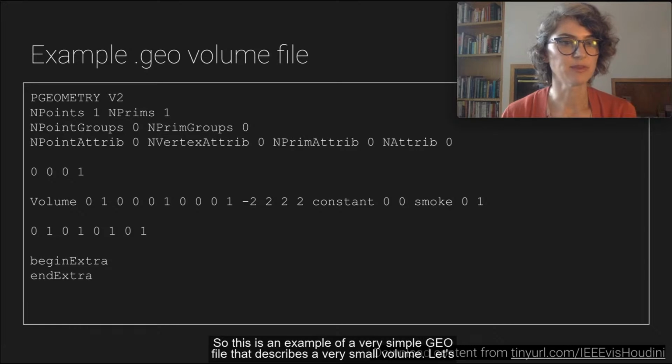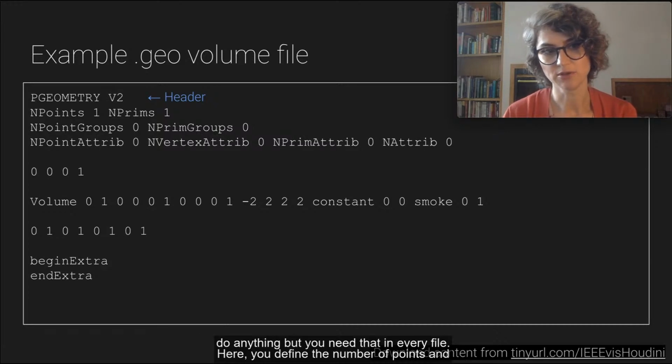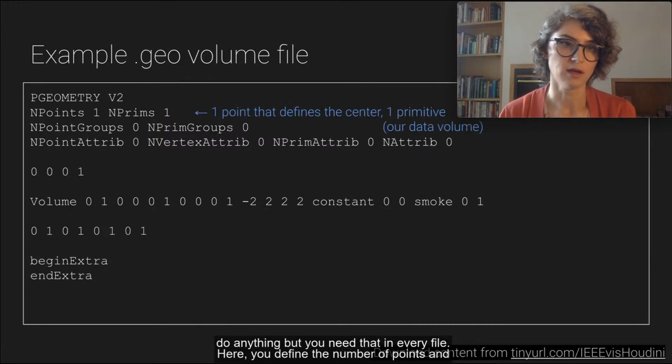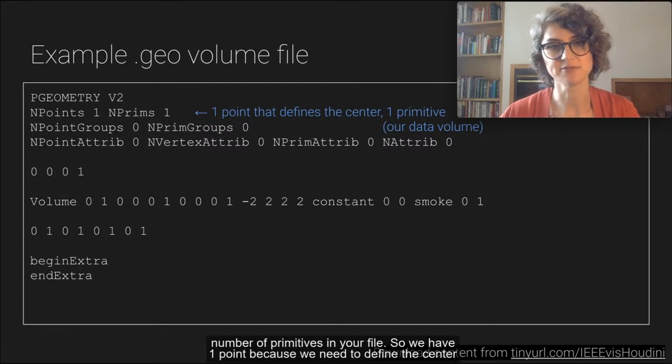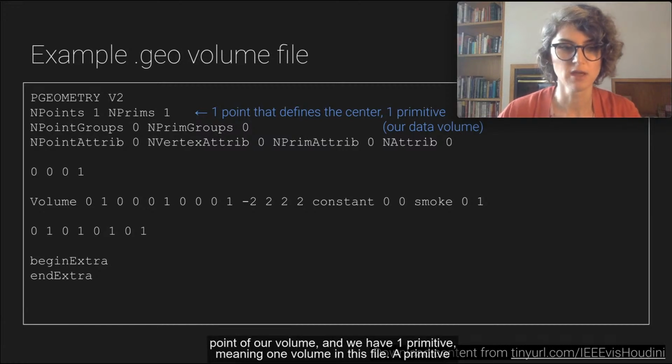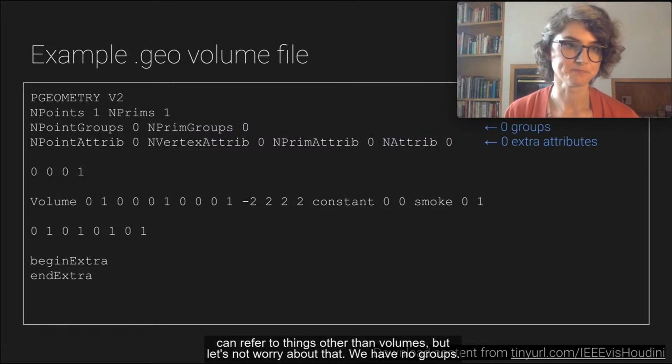So this is an example of a very simple GEO file that describes a very small volume. Let's go through it line by line so we can understand what's happening. This is a header. Doesn't do anything, but you need that in every file. Here, you define the number of points and number of primitives in your file. So we have 1 point because we need to define the center point of our volume. And we have 1 primitive, meaning 1 volume in this file. A primitive can refer to things other than volumes, but let's not worry about that.